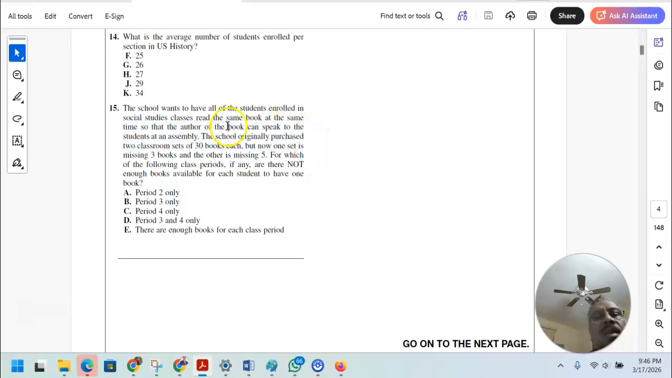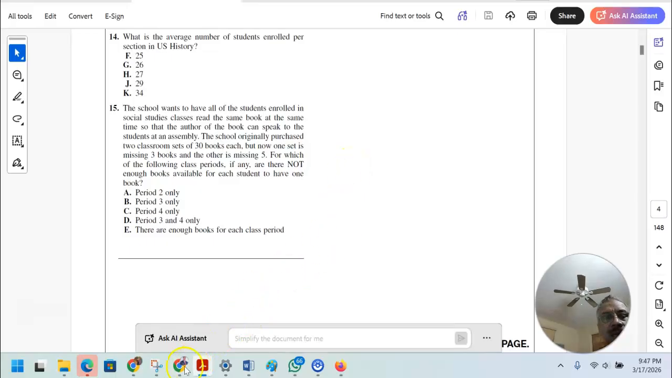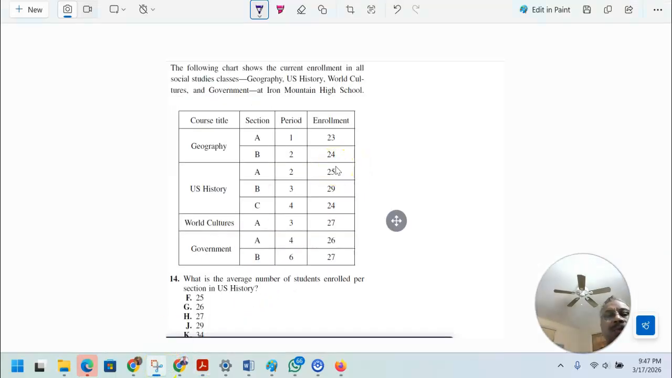The original purchased two class sets. So two sets were purchased. That means each set was 30 books. But now one set has 3 books missing and the other one has 5 missing. So for which of the following class periods, if any, are there not enough books? I want you to read this question. Very nice. I'll go back to this one.